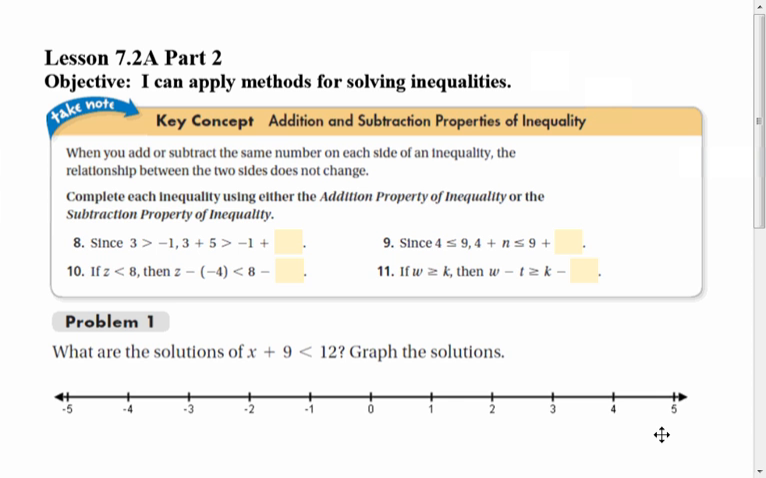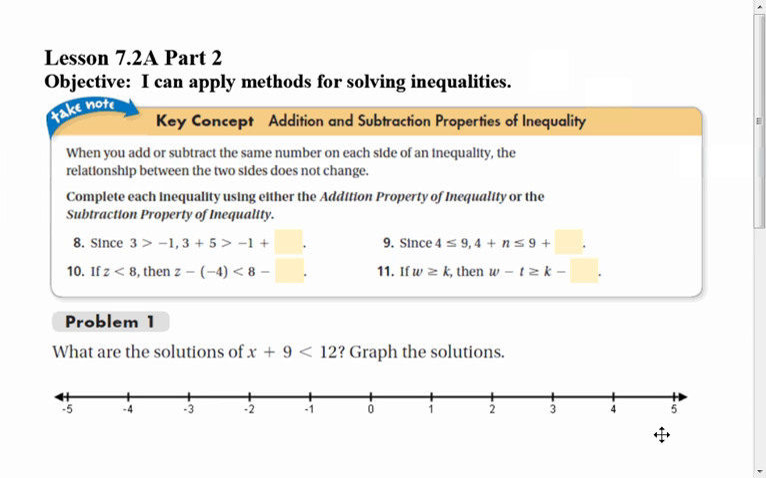And all that is saying is we used the properties of equalities before when we're solving equations. They pretty much work the same way. What we're saying is you can add the same thing to both sides of an inequality and it'll still be true. And you can subtract the same thing from each side of an inequality and it'll still be true.